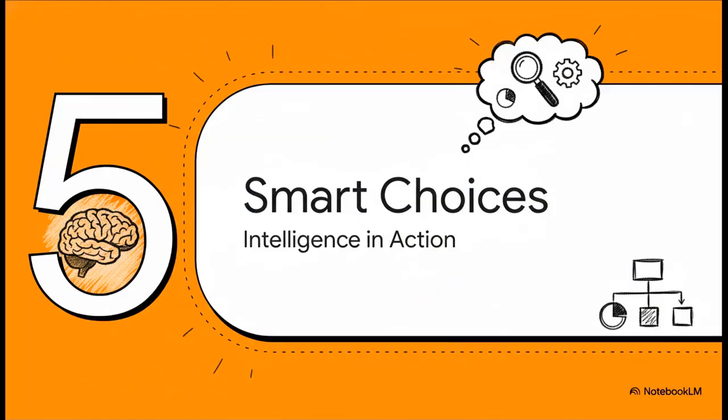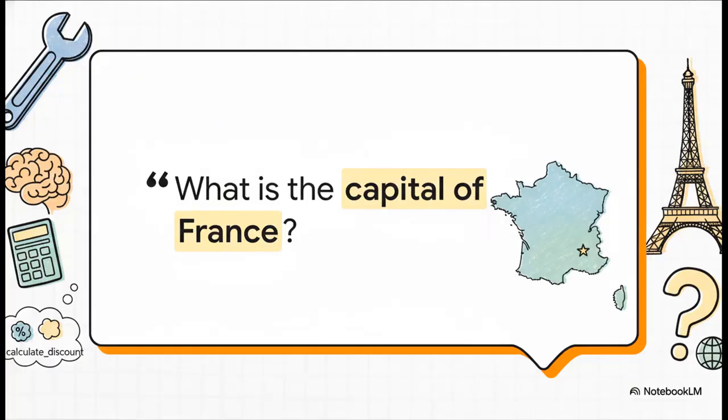And once you have that clear description in place, you really get to see the intelligence of the model shine, because this isn't just some dumb keyword matching. The model makes really smart decisions about when to use your tools and, just as importantly, when not to. So let's imagine we've given our LLM access to that handy calculate_discount tool. But then a user comes along and asks a completely unrelated question, like, what is the capital of France?